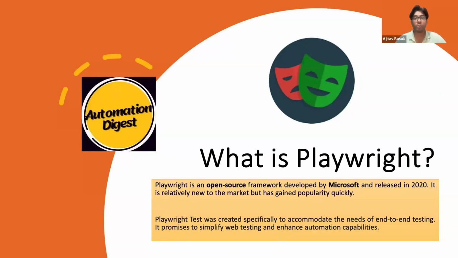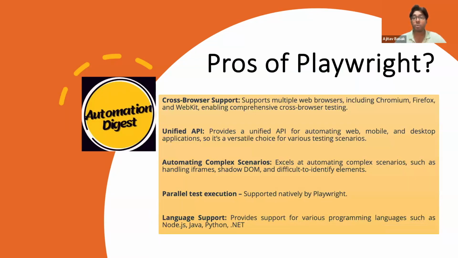Some of the other pros of Playwright are it supports cross-browser testing, which includes Chromium, Firefox, and WebKit. It provides a unified API, which can be used for automating web, mobile, and desktop applications. So it becomes a versatile choice. We would be able to automate complex scenarios like shadow DOMs, iframes, and difficult to identify elements. Parallel test execution is natively supported in Playwright. For now, the language support of Playwright is Node.js, Java, Python, and .NET.